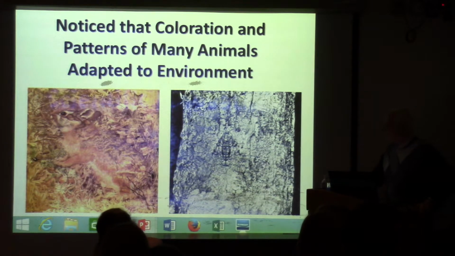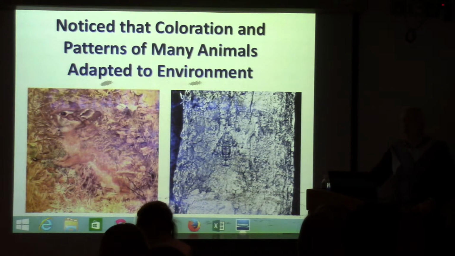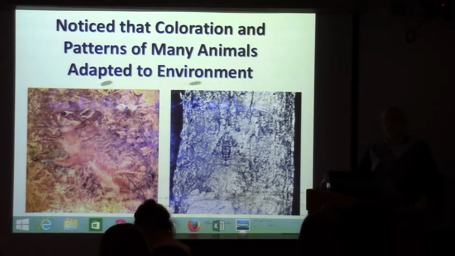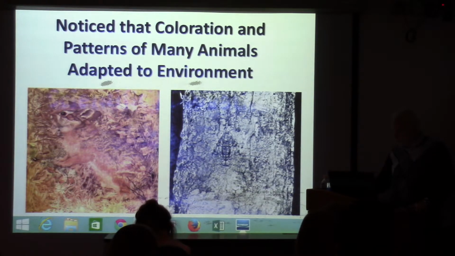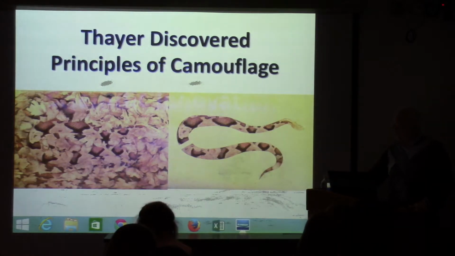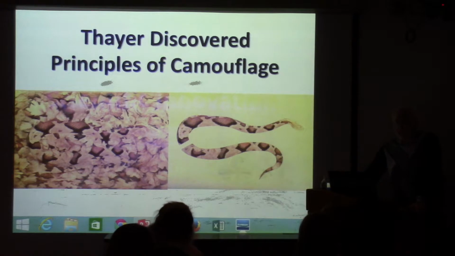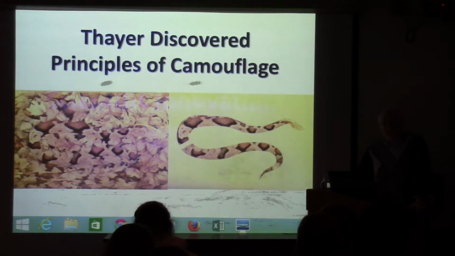So here are some more of the paintings and photographs that he took. A rabbit, obviously hidden in the debris where he found it. A moth, if you can see this, against the bark in which it's hiding. What he discovered was camouflage. And this is actually quite astounding from an historical perspective.